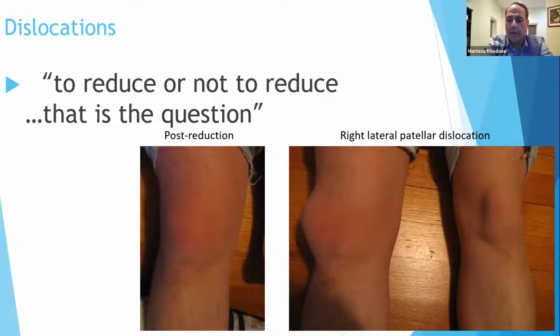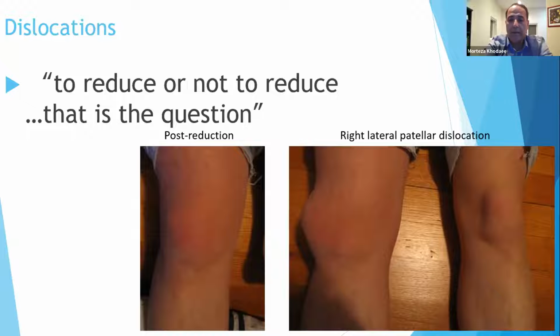I have a couple practical points for that. Right now, all of us have a camera, we have a phone. Try to take a picture before and after. It's not just necessary for legal purposes, which would be helpful legally as well if something goes wrong.